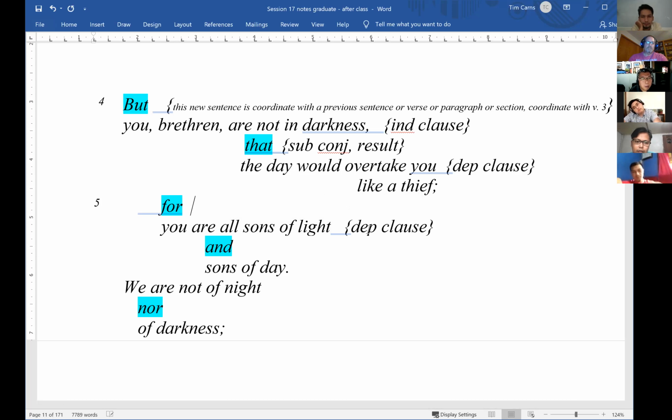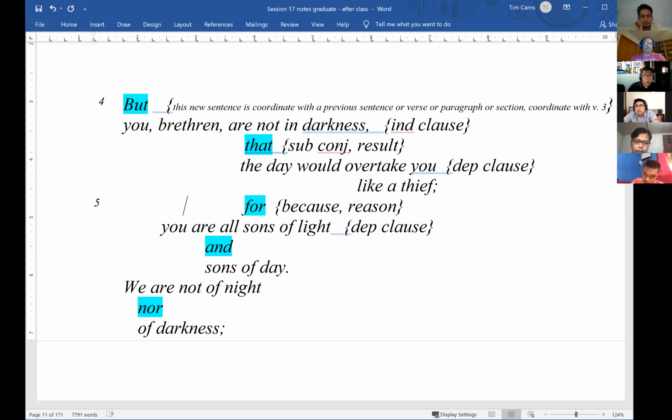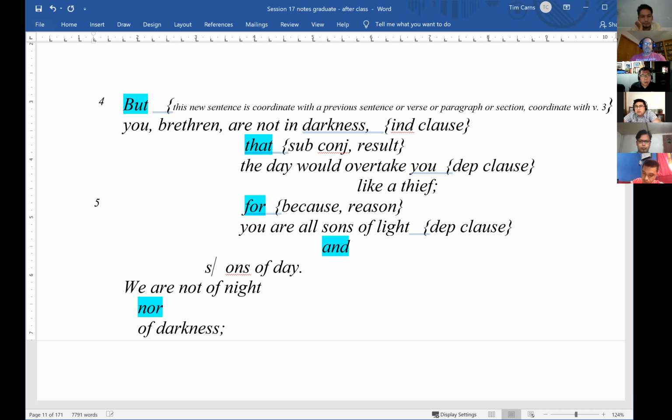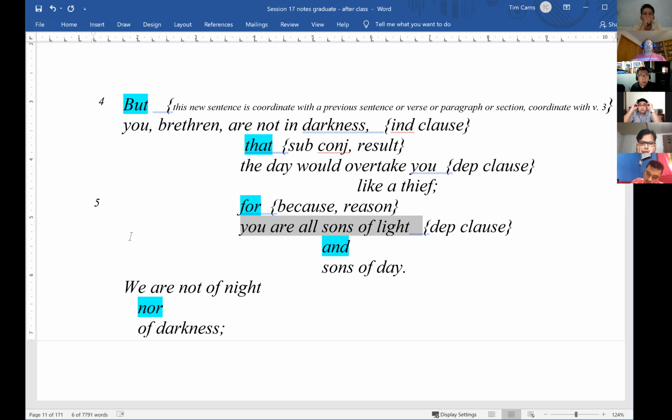Okay? And this conjunction for typically functions as a because. It gives a reason. You are not in darkness that the day would overtake you, because you're not in darkness because you are sons of light and sons of day. All right. Now that's skipping a step ahead, but what I want you to definitely see is that you are all sons of light is not a new independent thought. It is a dependent statement. Why? Because it's introduced by a subordinating conjunction.